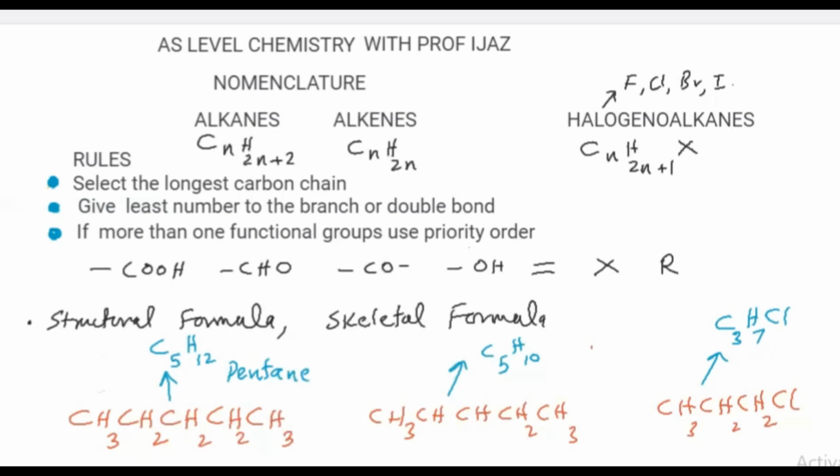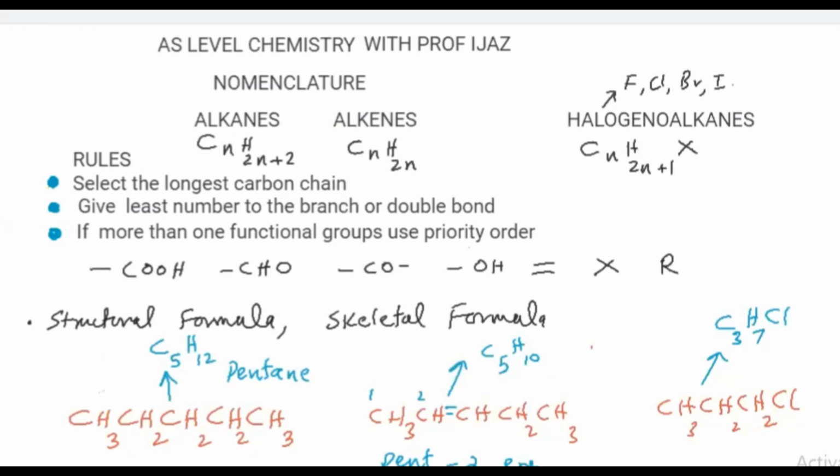Although this compound is pentene, just look at the position of the double bond. If you start numbering from the right-hand side, 1, 2, 3, the double bond starts from the third carbon. And if you start numbering from the left-hand side, this is the first carbon, this is the second carbon. So here is the double bond, because we have reduced 2 hydrogen atoms. So you can see, although this is pentene, more specifically, this is pent-2-ene.